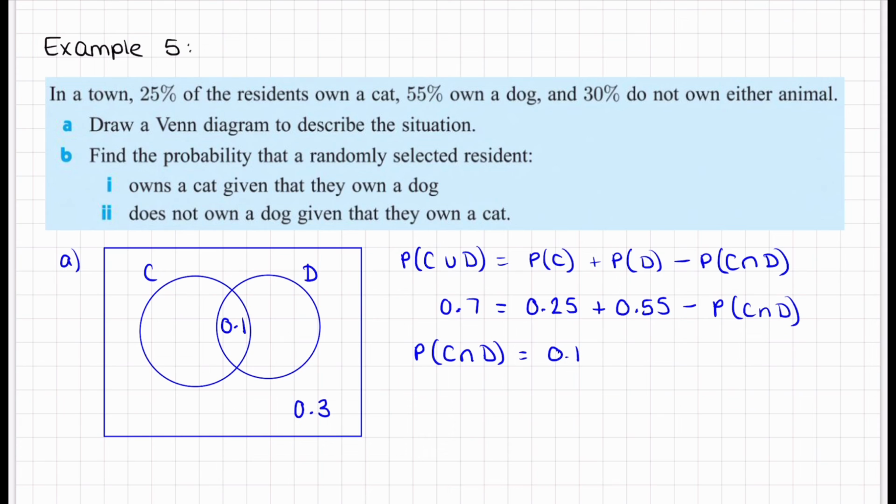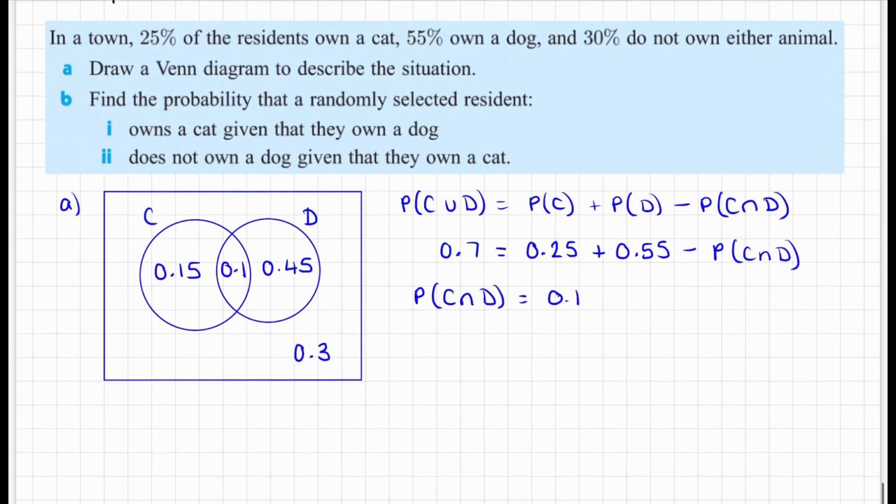So we know cats is 25%. We've already got 10% or 0.1 there, which means we have 0.15 left over or 15%. For dog, we have 55%. We already have 0.1 in the circle, which means there is 45% left over or 0.45. And that's our Venn diagram.